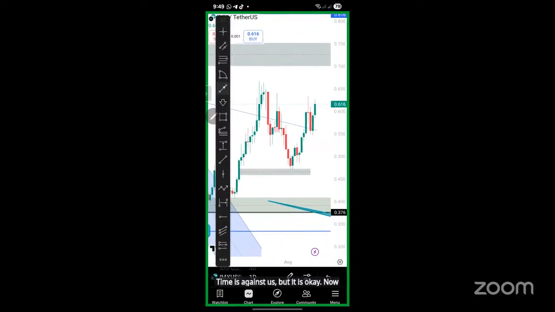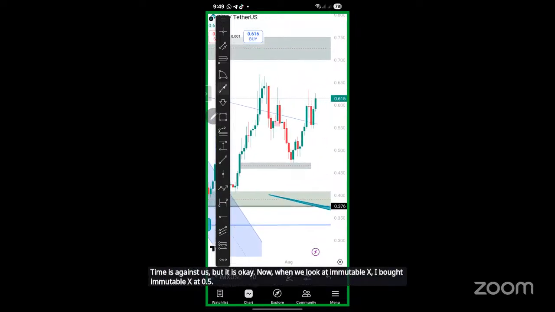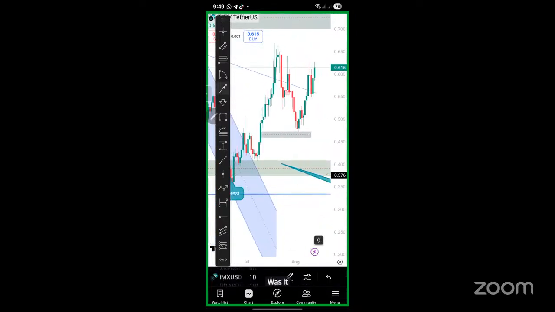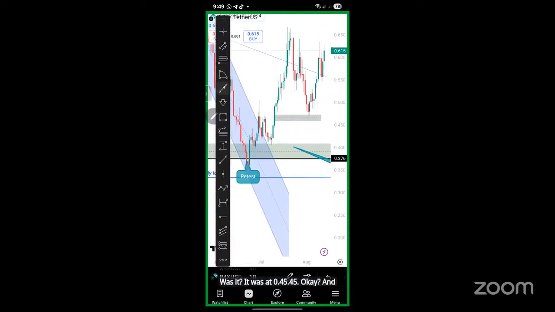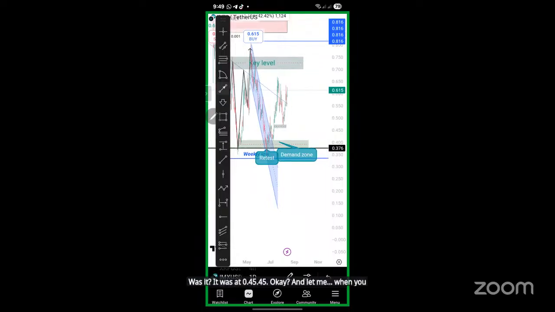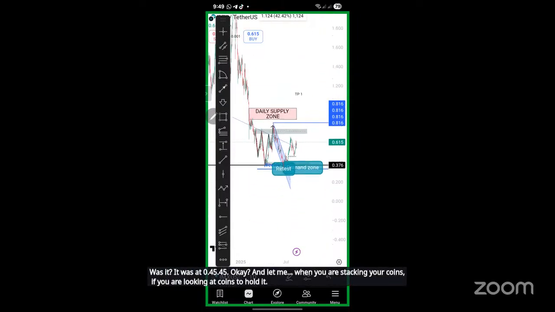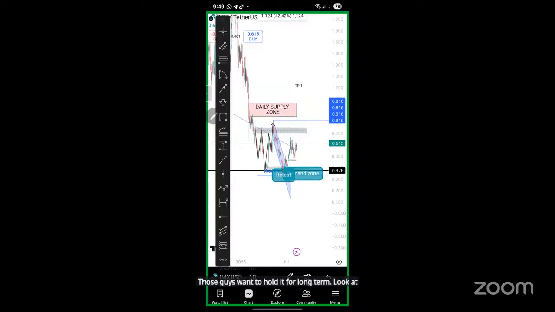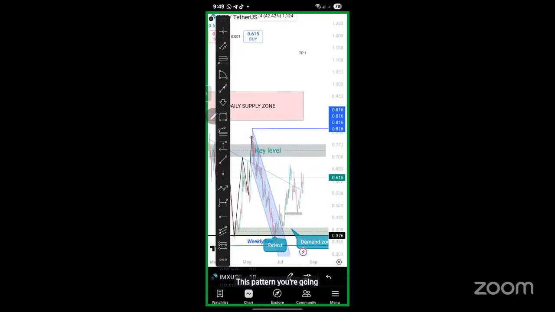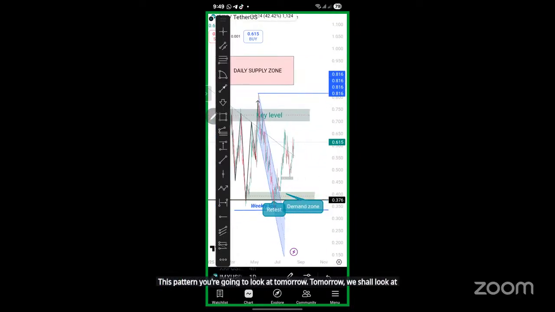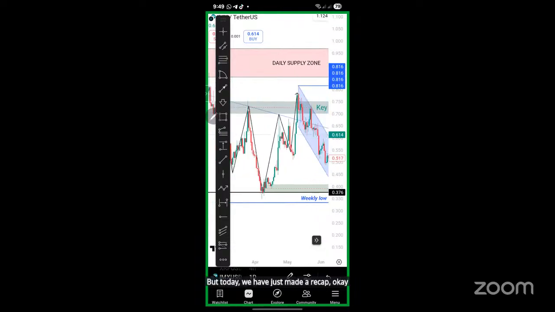Now, when we look at Immutable X, I bought Immutable X at 0.45. When you are stacking your coins, if you are looking at coins to hold for a long term, look at these. There are coins that are making this pattern. This pattern you're going to look at tomorrow. But today, we have just made a recap.